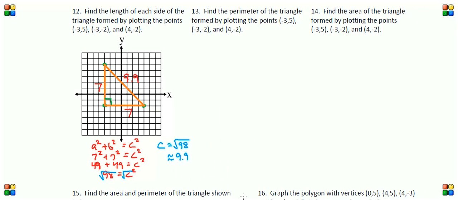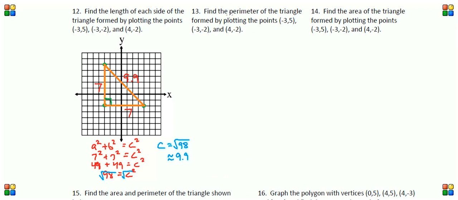Okay, it looks like question number 13 continues on from question number 12. It says, find the perimeter of the triangle formed by plotting the points (-3, 5), (-3, -2), and (4, -2). Those are the same points that we used in question number 12. So number 13 is going to be easy.